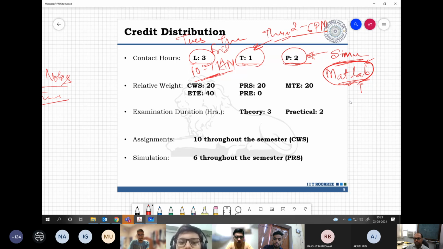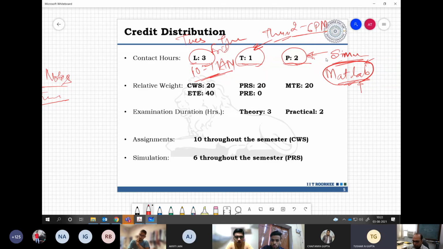Is that correct? No, sir. No, sir. And why is it so? We don't use that. No, it's not clear. Can you say again? Sir, we have not used MATLAB till now, sir.